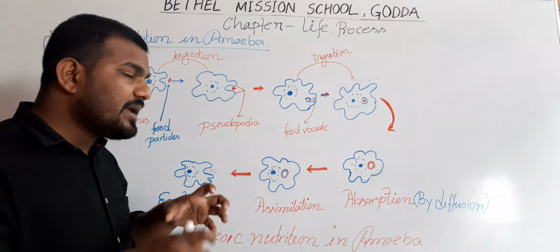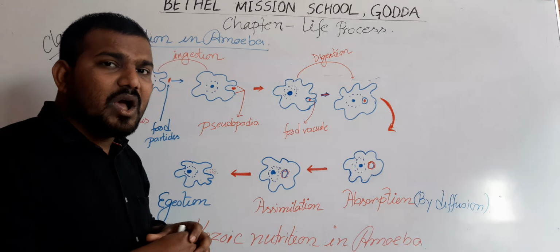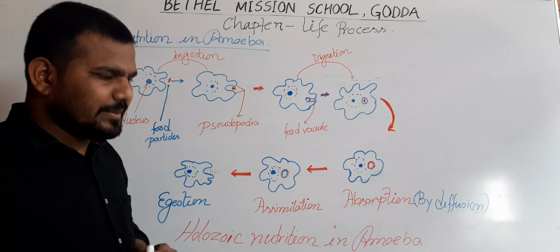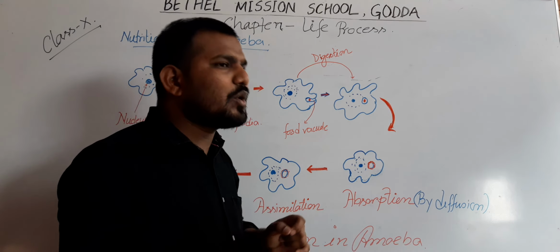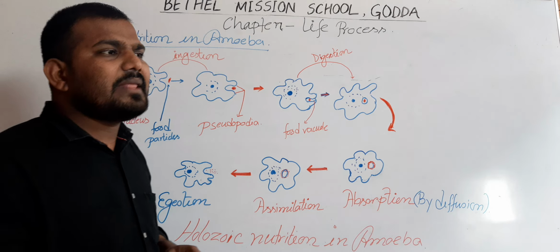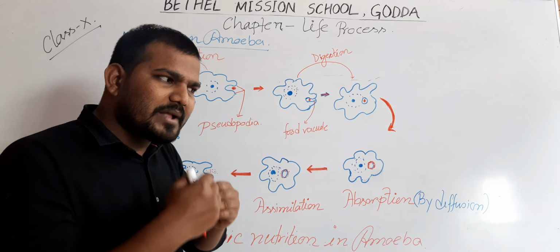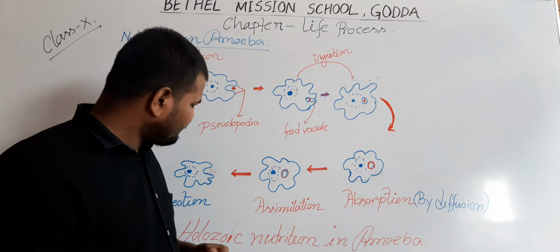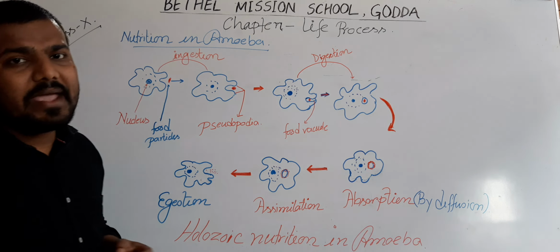After the absorption, assimilation takes place. Assimilation means the mixing of food materials with the cell cytoplasm. When the food materials are assimilated, respiration starts and these food materials are able to produce energy. And next is egestion.